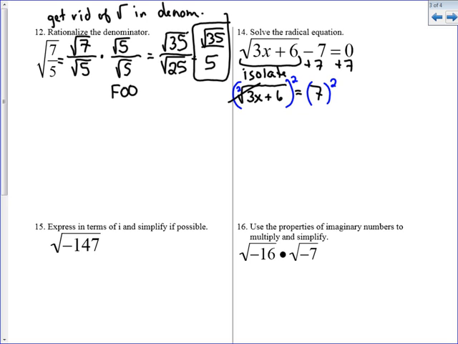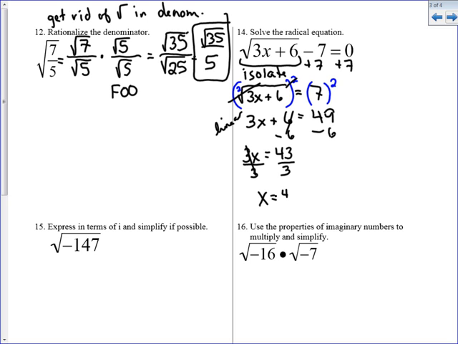The squaring and square root will cancel each other out. That's the whole point of it. So I have 3x plus 6 equals 7 squared, which is 49. And then what type of equation is this? Linear. Doesn't have an x squared. So I can get my x all by itself. I'm going to subtract the 6 and divide by 3. So I have x equals 43 over 3.